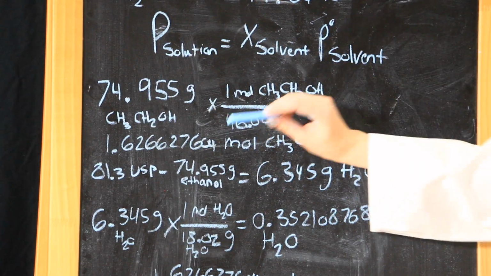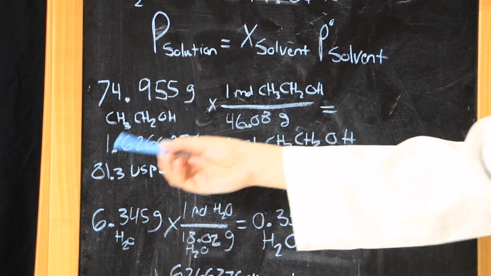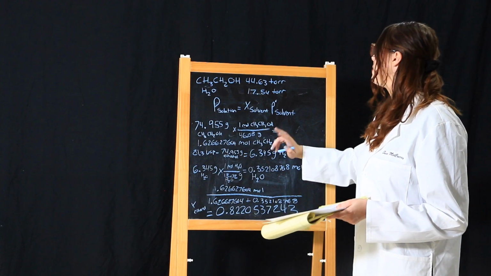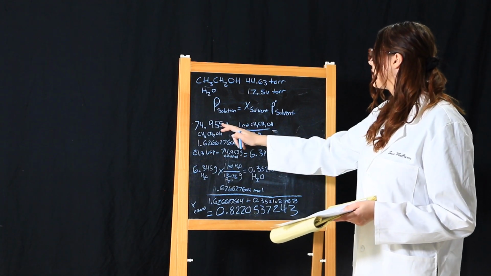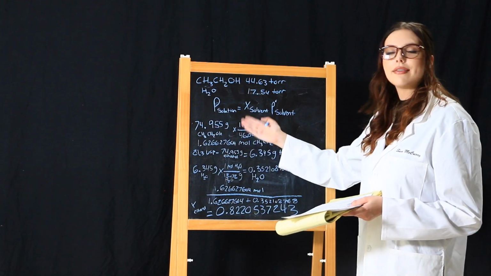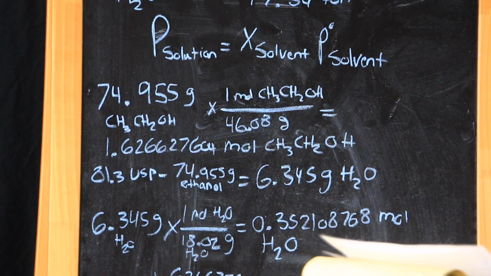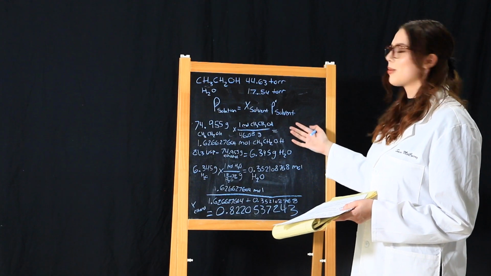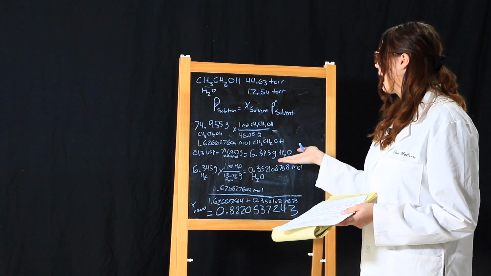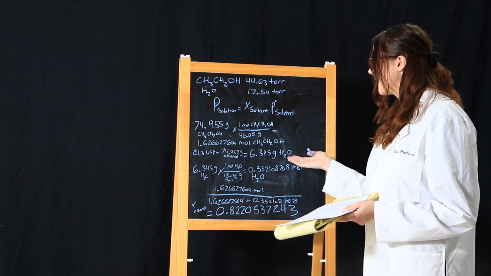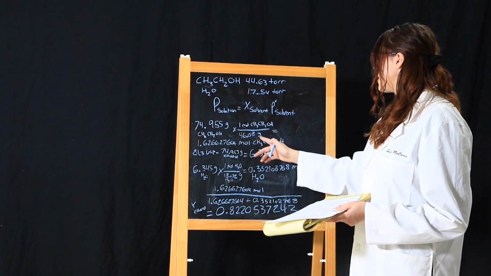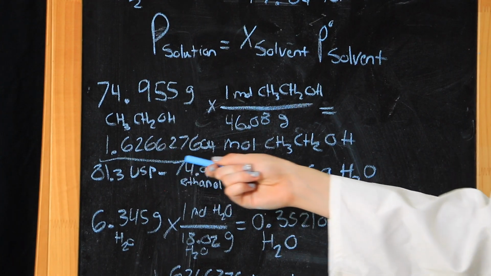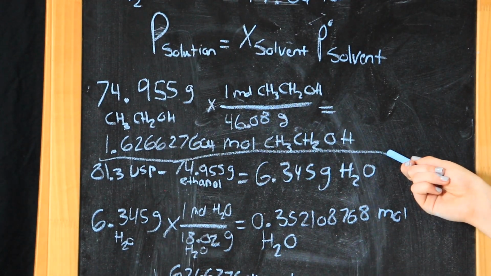From part A of the problem, we know that we have 74.955 grams of ethanol. We need to use our periodic table and look up the molar mass and multiply the 74.955 grams of ethanol by its molar mass in order to get the number of moles of ethanol. I have done this on the board for you, but it does not take a doctor to figure out how to do simple dimensional analysis. Once you multiply, the grams of the ethanol will cancel out, and you are left with 1.6266 and so on moles of ethanol.